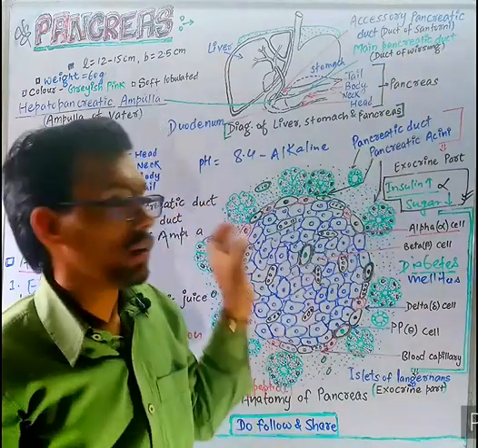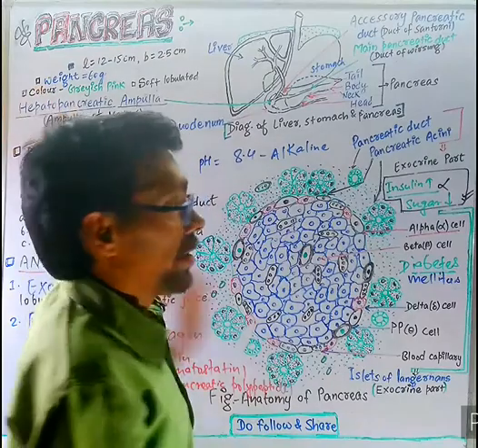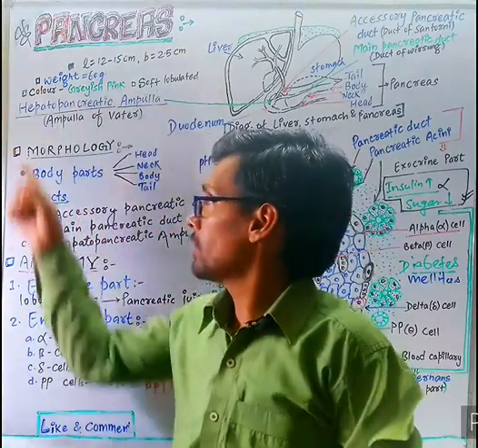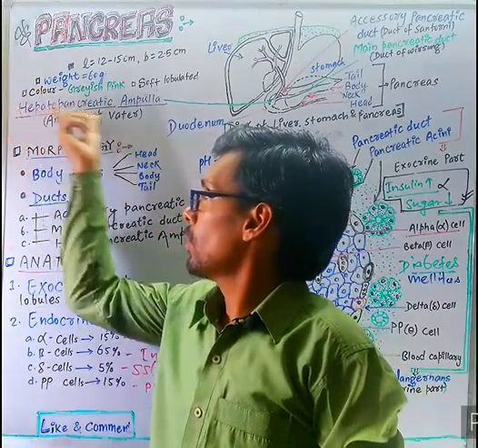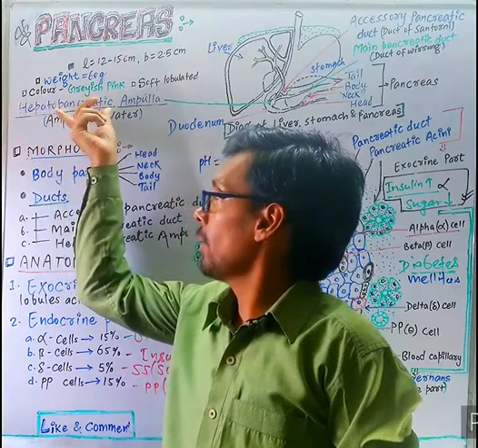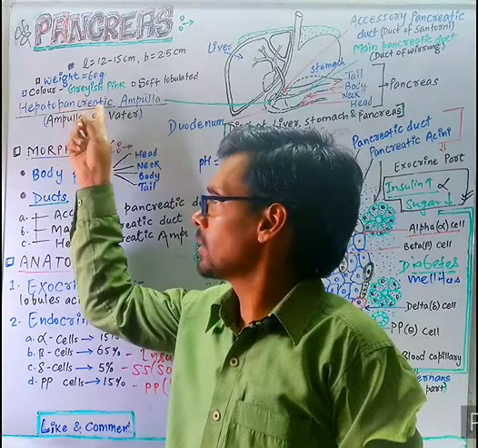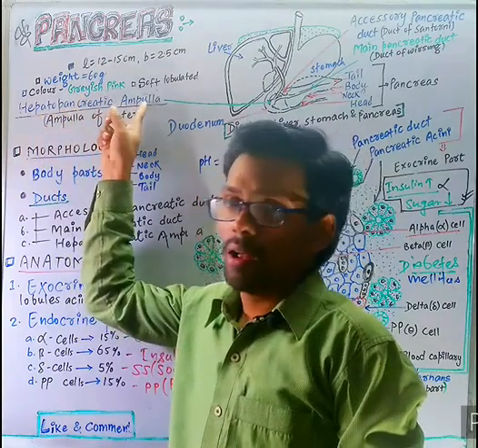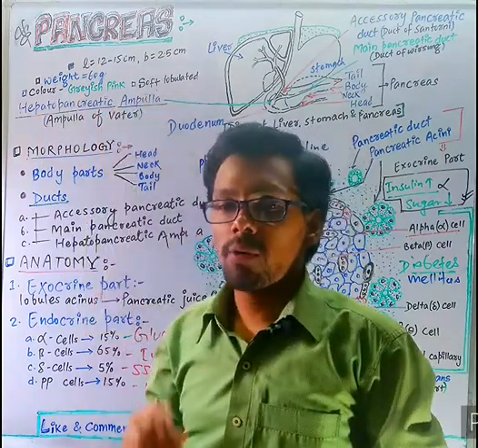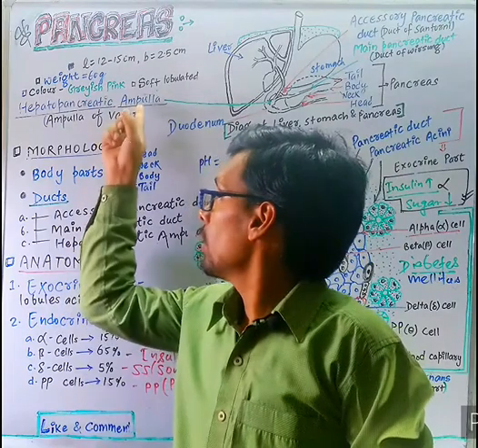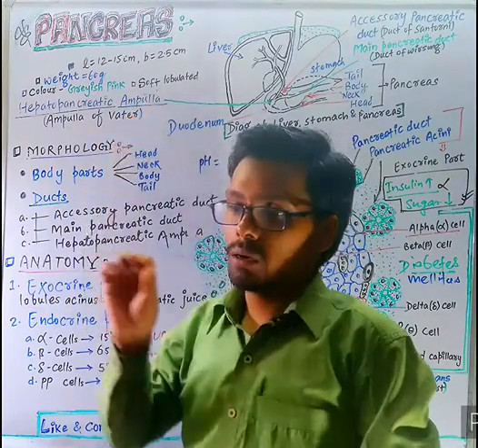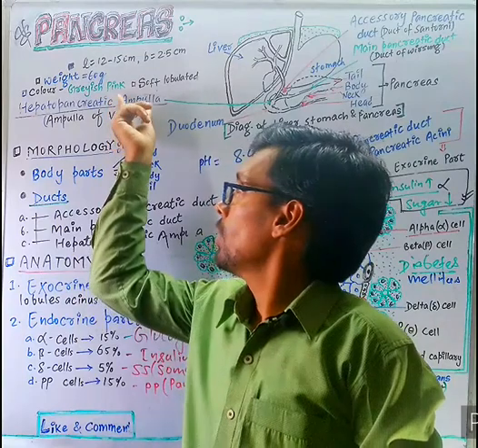And lastly, the third type of duct is called the hepatopancreatic duct. Hepatopancreatic is formed with two terms: hepato means liver, and pancreas. It has an ampulla. What is the ampulla? Ampulla is the broad section, a broad part of the area.